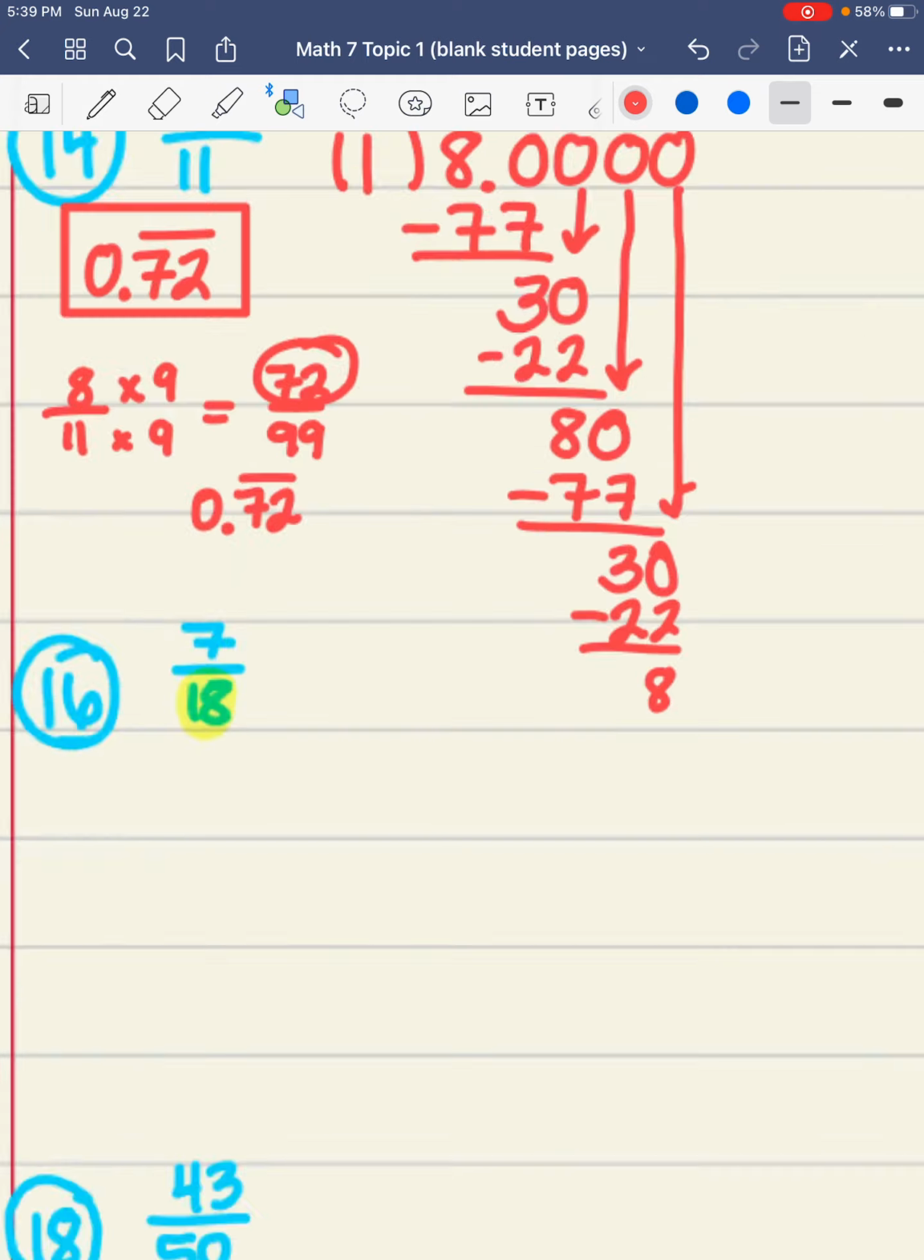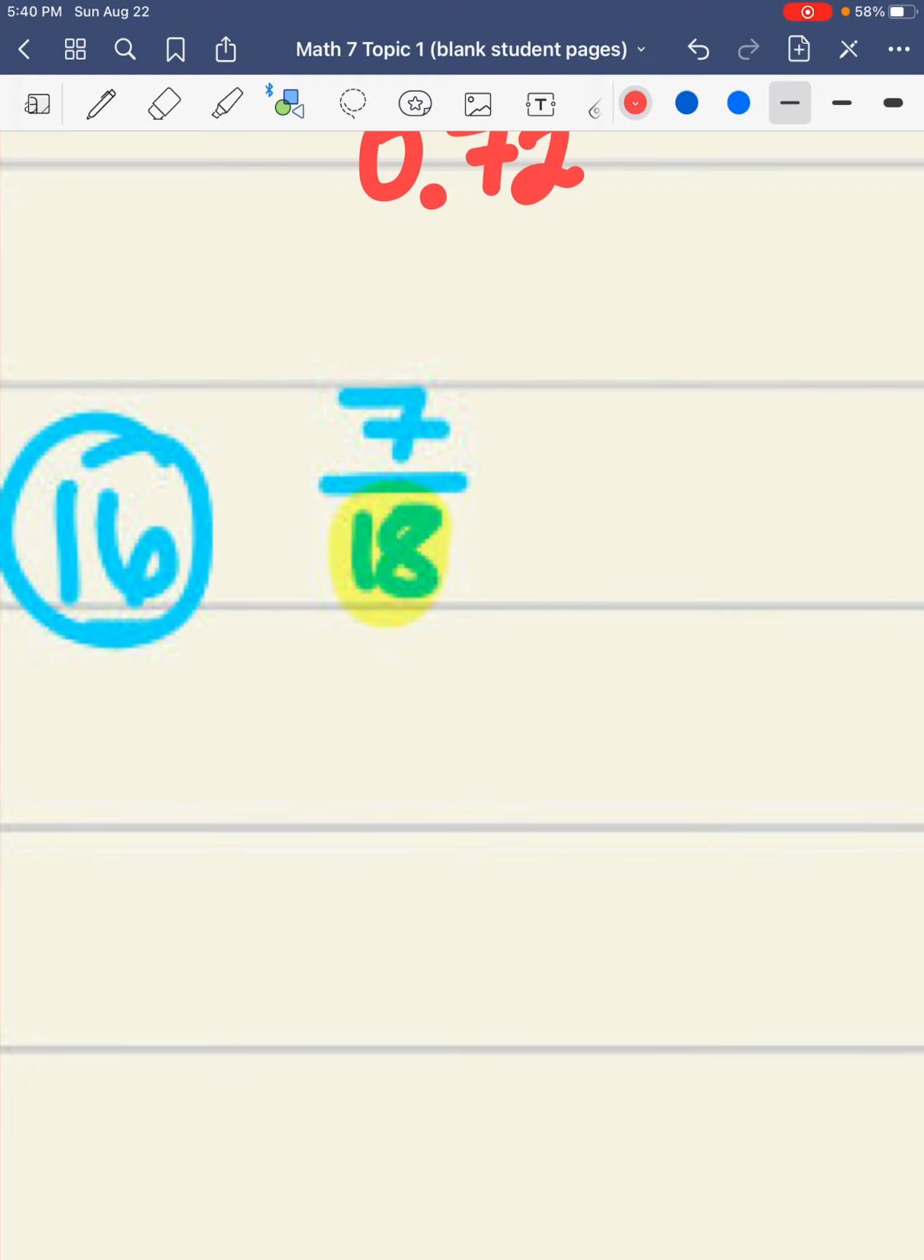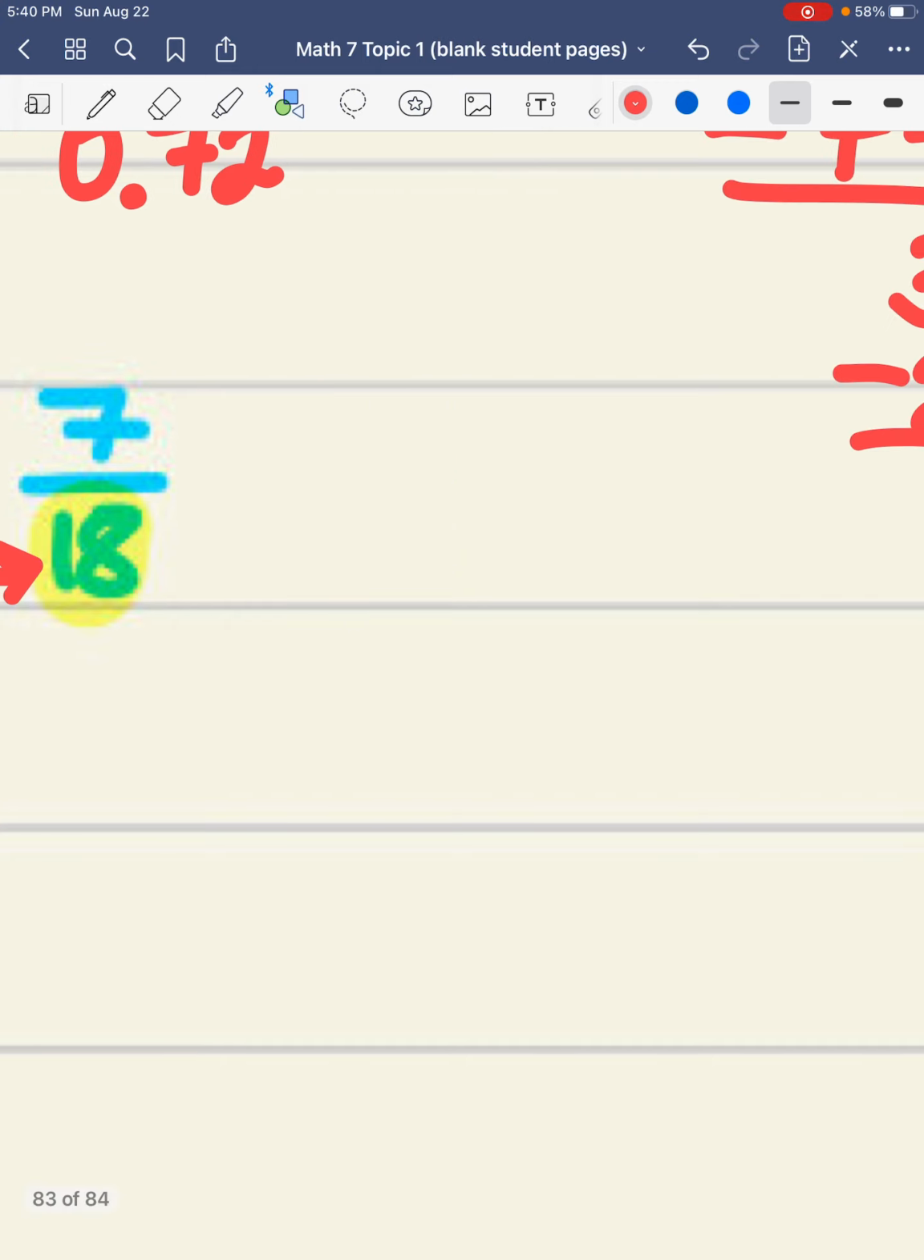Okay, now number 16. So we have 7 over 18. So here's what I know. My denominator here is a multiple of 3. 3 goes into that 6 times. So I'm expecting this to repeat. I don't have any great tricks for this one, so we're going to do it the old-fashioned way.